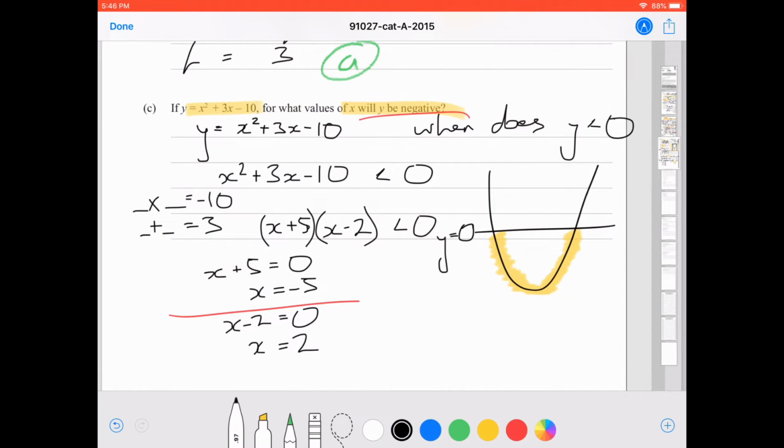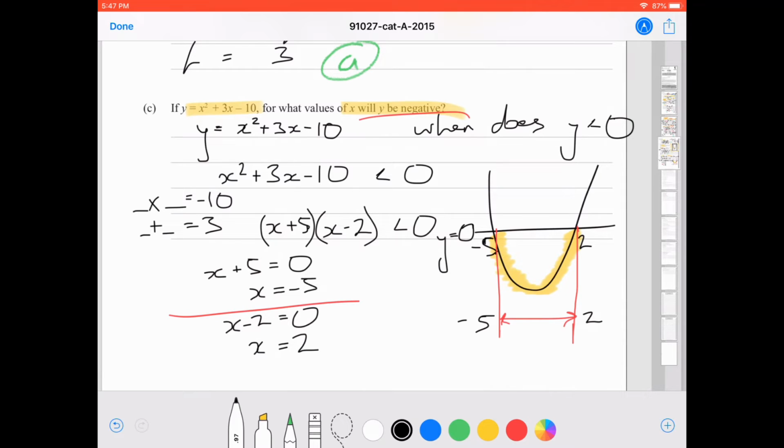Now, we said our roots basically are x equals negative 5, so this is negative 5 in here, and positive 2. We're looking for basically all the values for x between negative 5 and positive 2. Okay, that is the key to this question. Now, it's a pretty small interval.